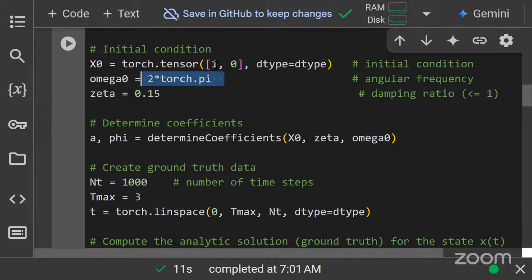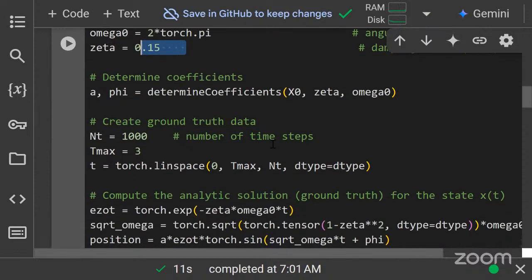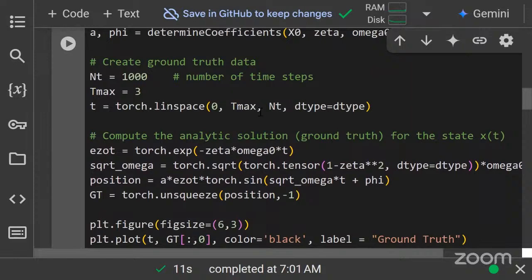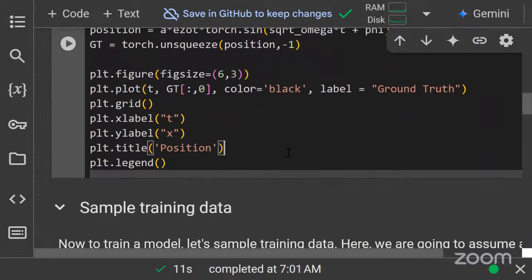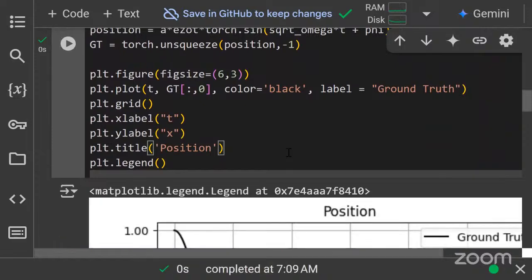Here's another thing, omega 0. Here we consider 2 pi as the angular frequency. But again, later you can play with this by changing it to a larger value, smaller value, and so forth. Zeta, the damping ratio, we have 0.15 as our initial condition. Of course, you can change it later, but make sure that this code only works for the underdamped scenario. So zeta needs to be less than 1. Can be equal to 1, by the way.